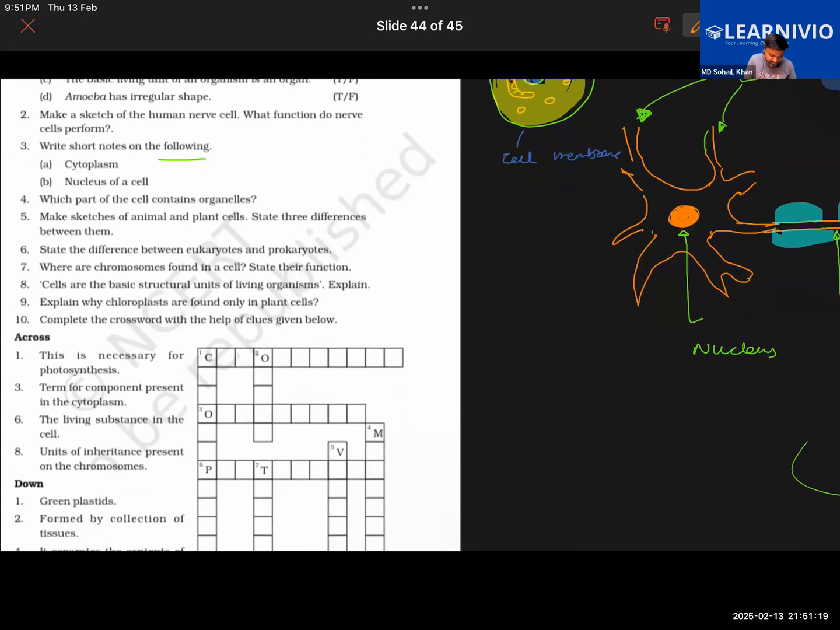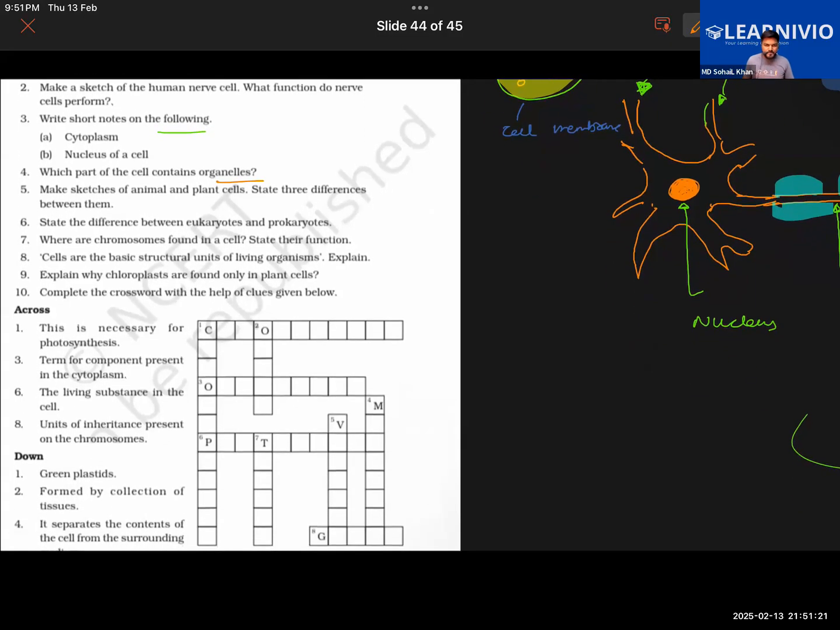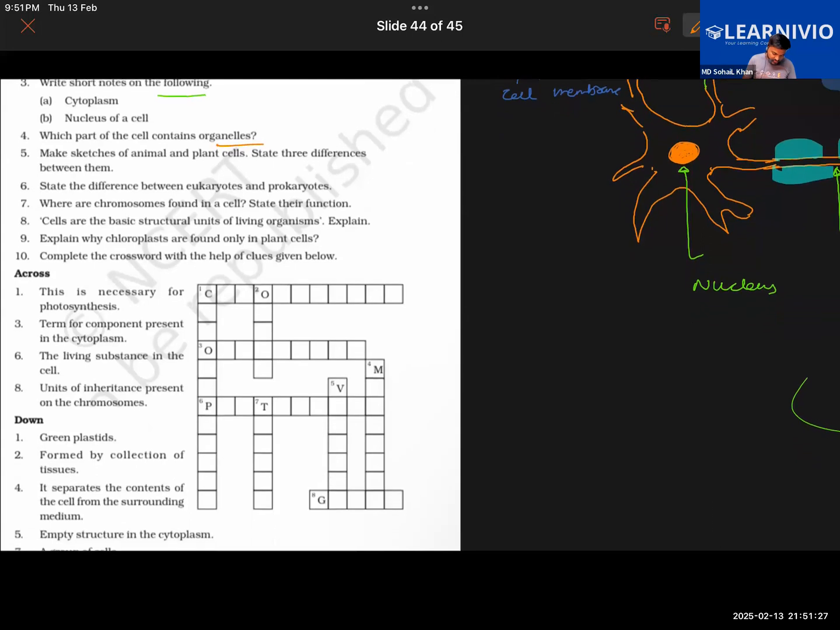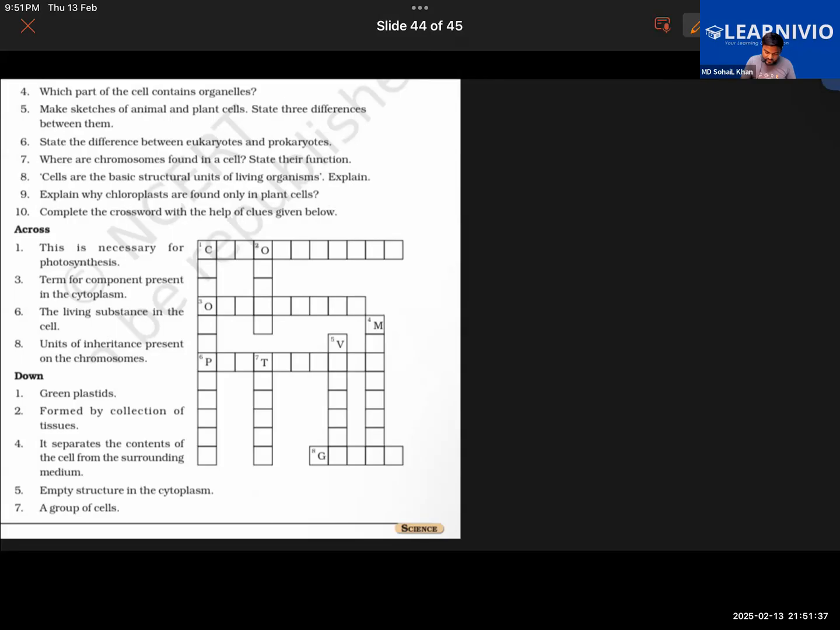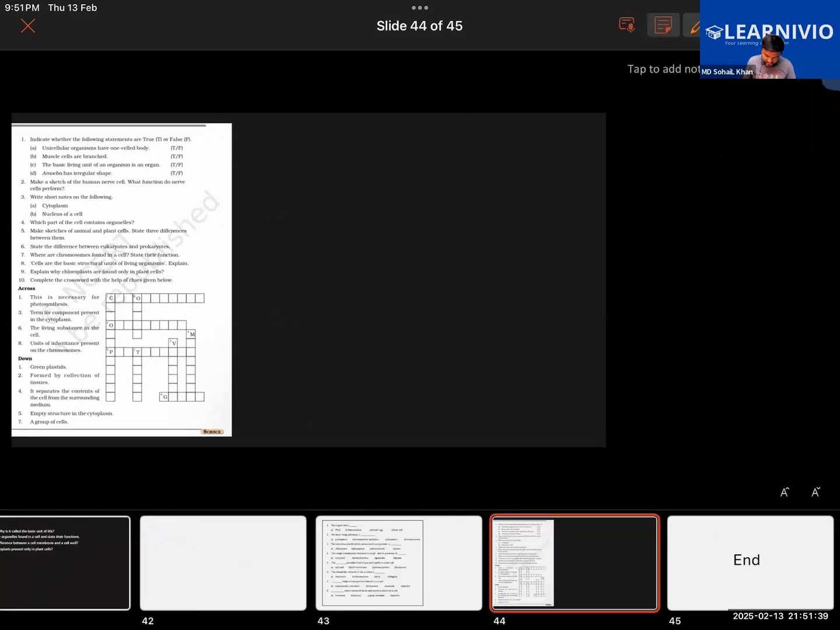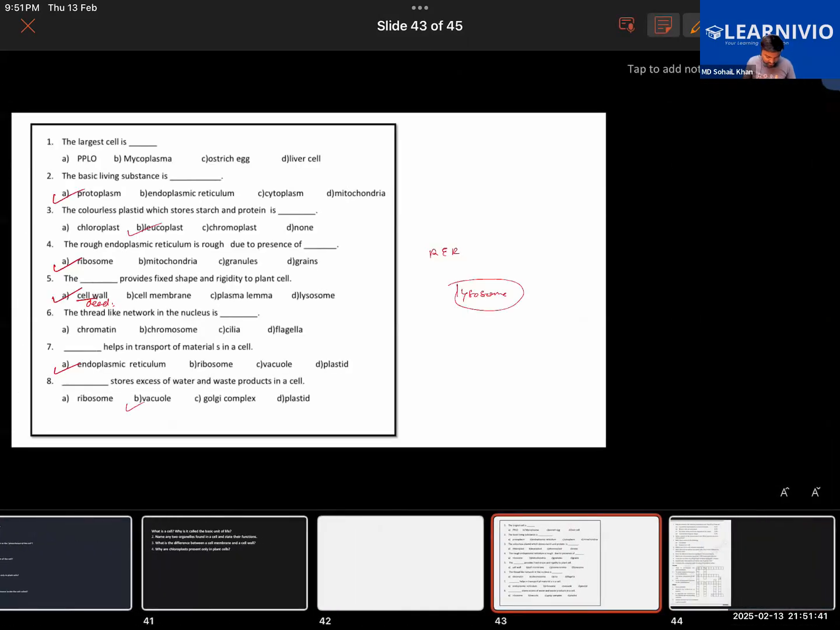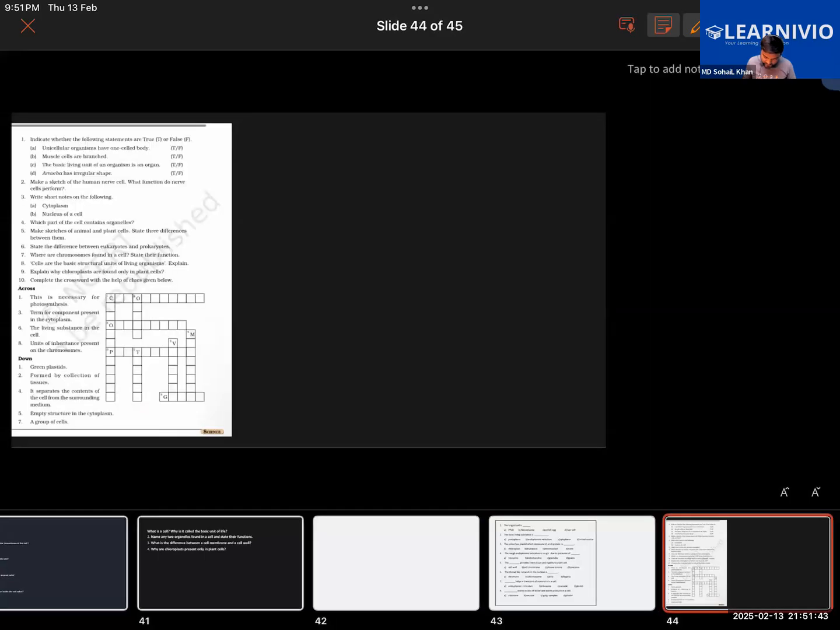Which part of the cell contains organelles? The cytoplasm, as we have just discussed. Good. You will also not be required to draw sketches of animal and plant cells, right? You will only be required to label the parts of the human and plant cell. So I will be drawing some diagram.